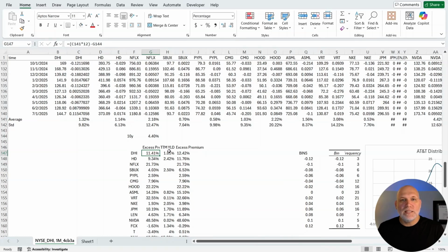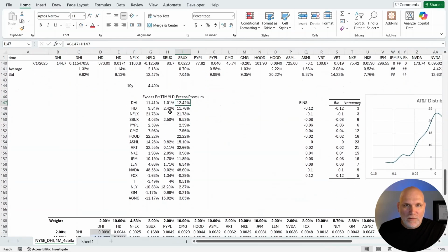These also pay a yield. So I went out and grabbed the trailing 12-month yield, and I add that to that, and there's my excess premium. So this makes sense. So for DHI, I've got an average of 12% year over year above the 4.4. So technically, DHI in the last 10 years has had a 16% return year over year. But I got to subtract out my risk-free rate because all I care about is the risk premium. That excess premium that I'm taking, I'm getting compensated for taking the additional risk. So I did that for each one of these.